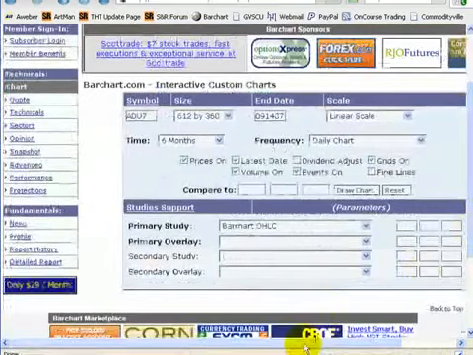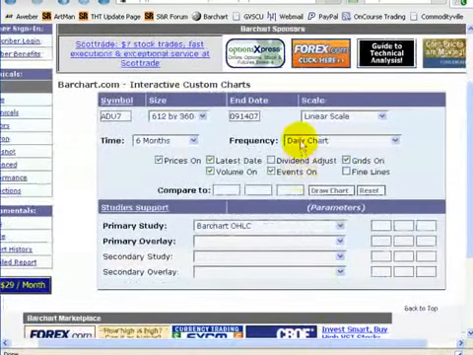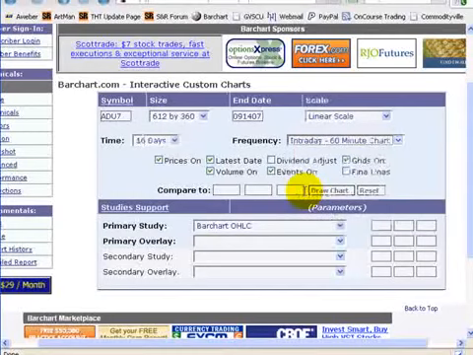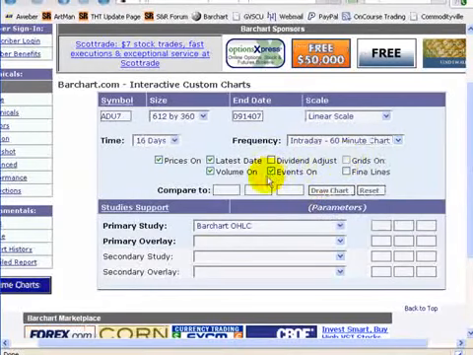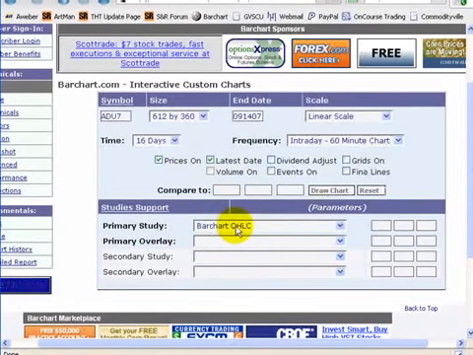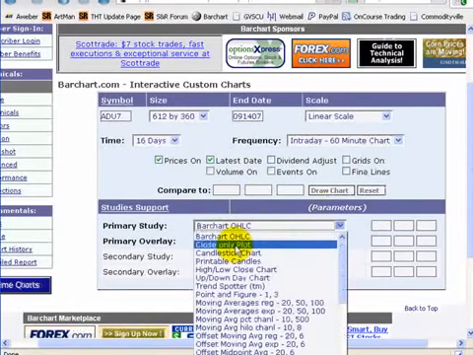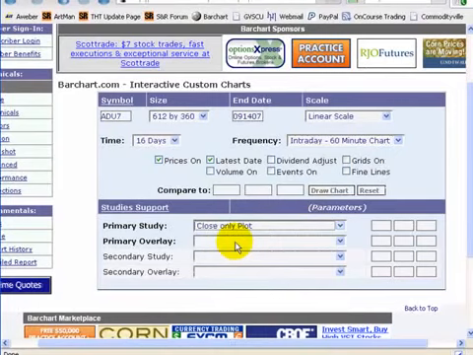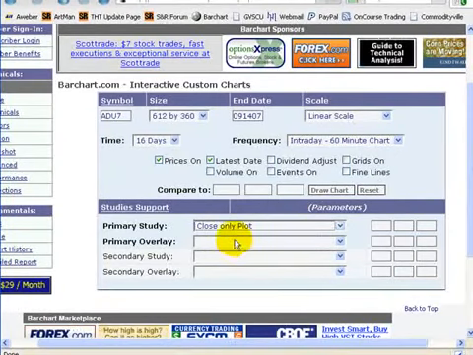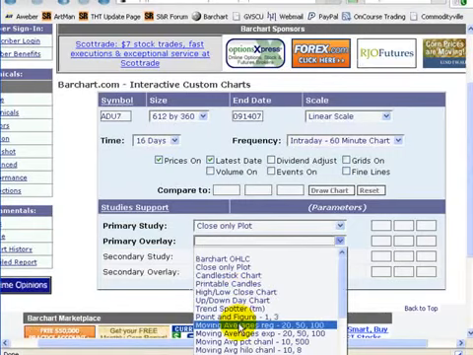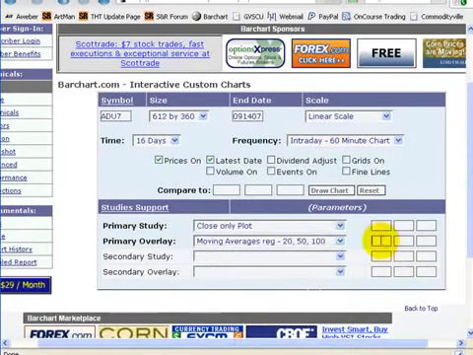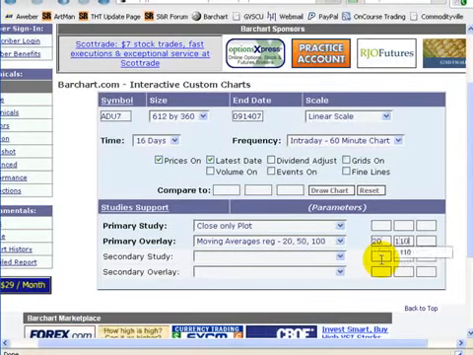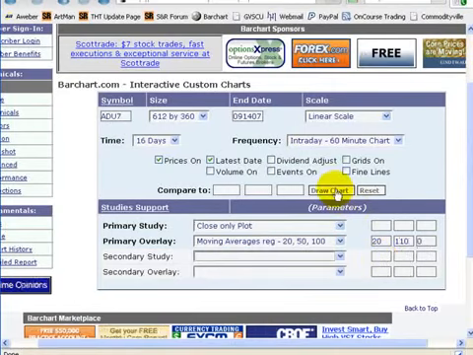And usually what I like to do is take a look at a 60-minute chart. You can turn off the lines, you can turn off the events and the volume, we won't need that. And rather than see a bar chart, I'll sometimes go with a close-only plot. This is a line chart. And the reason I do that is it kind of gives you a better feel for what's going on in the marketplace. I'll also put my moving averages on, and draw the chart.